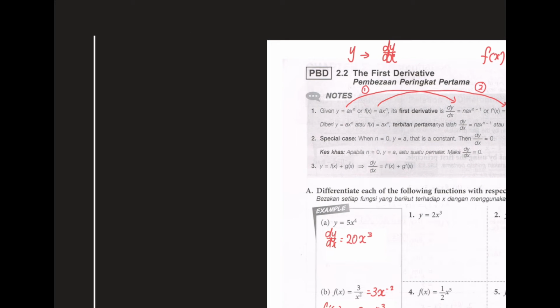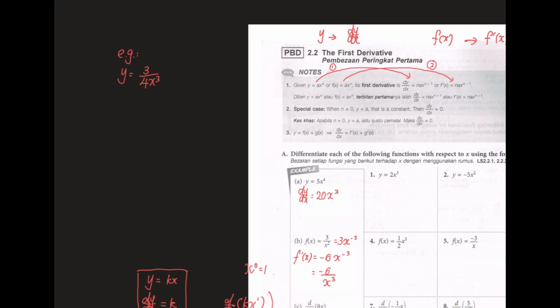Some students get a bit confused with something like this. If I have y equal to 3 over 4x cubed, this is a little bit related to the example in B, where I said if the x stays at the bottom, you have to bring it up. Now the x stays at the bottom again, so I have to bring it up. The thing is, when you bring up the x cubed, don't move the 4. The 4 remains there, 3 over 4. Only the x cubed goes up and becomes x to the power of negative 3.